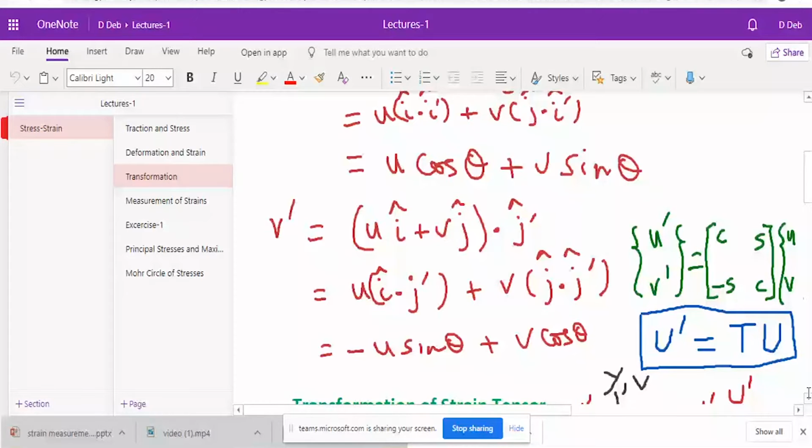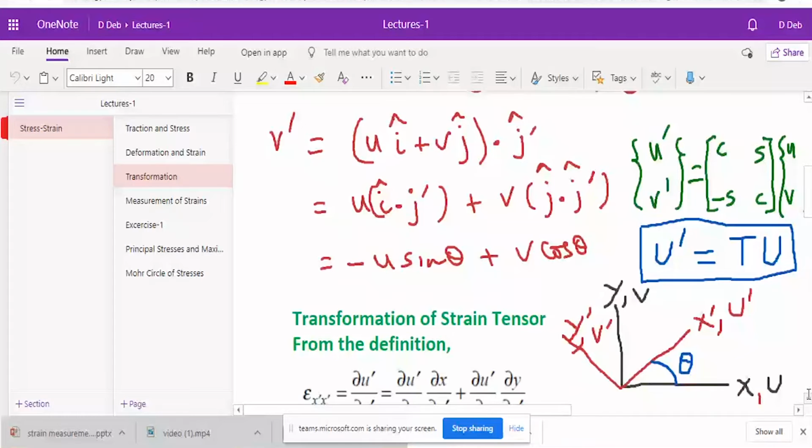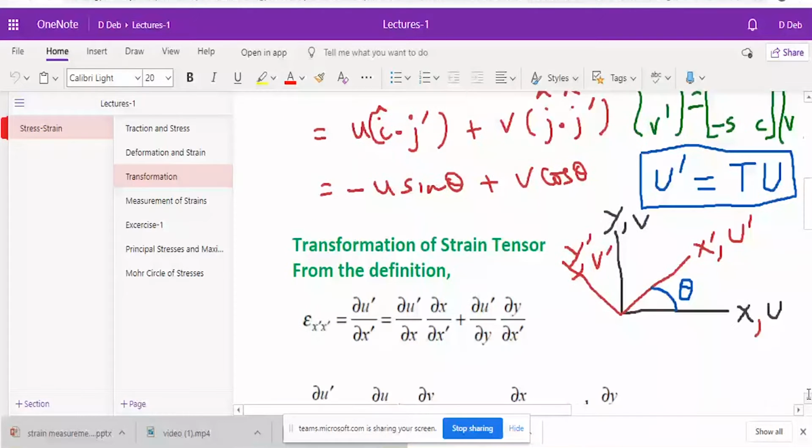Now, how do I change the strain from one coordinate system to another coordinate system? Previously, I told you that since it's a tensor quantity, you cannot use this dot product or cross product for a tensor quantity. So you have to go to the basics of the definition. Epsilon x dash will be del u dash by del x dash, because u dash and x dash are in the same direction.